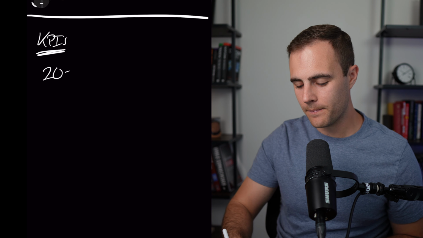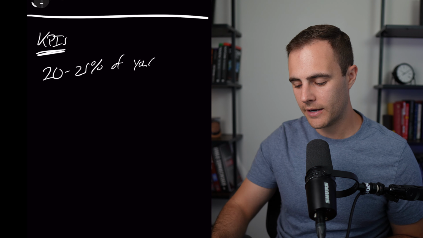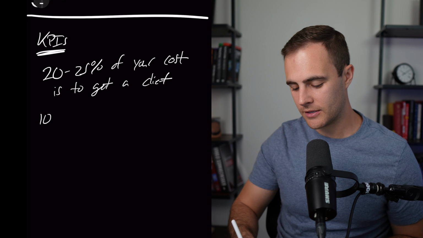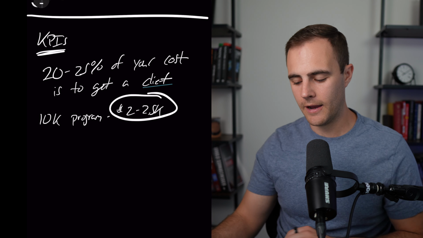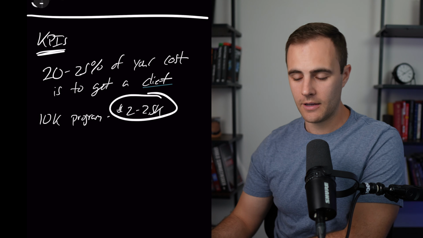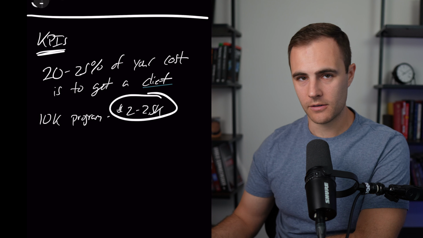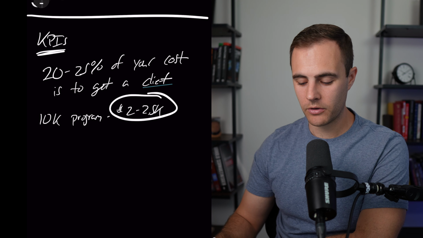Generally, my rule of thumb is 20 to 25% of your program cost. So that's your cost to get a client. If you had, let's say, a $10,000 program, you can spend 2 to 2.5K to get a client. And that gives you pretty good margin. That gives you 80 to 75% margin for fulfillment, sales, and all the other things. This can be really profitable.